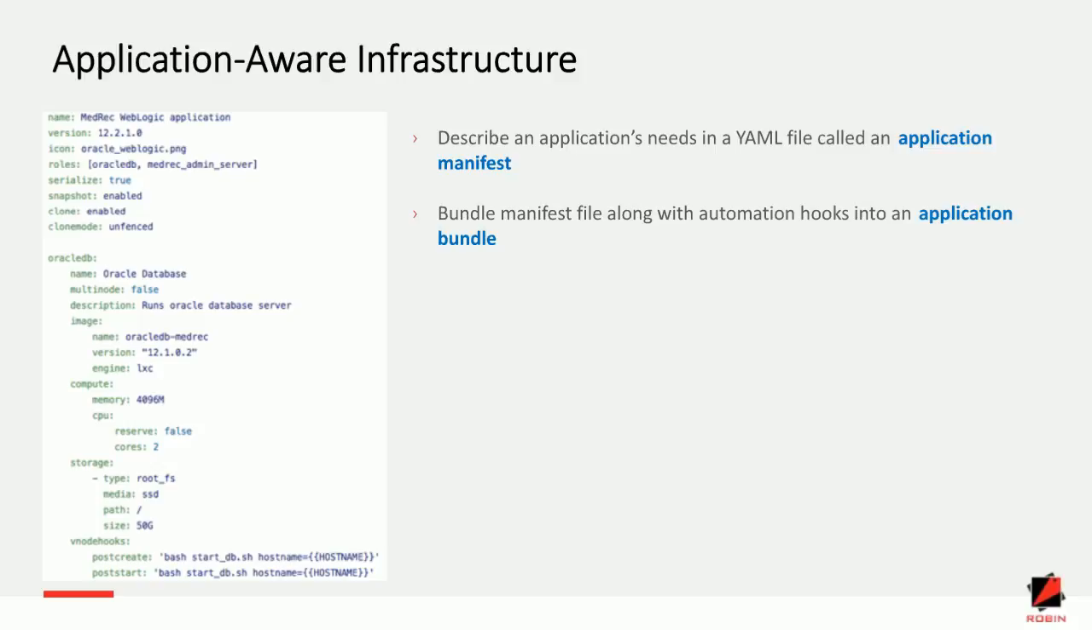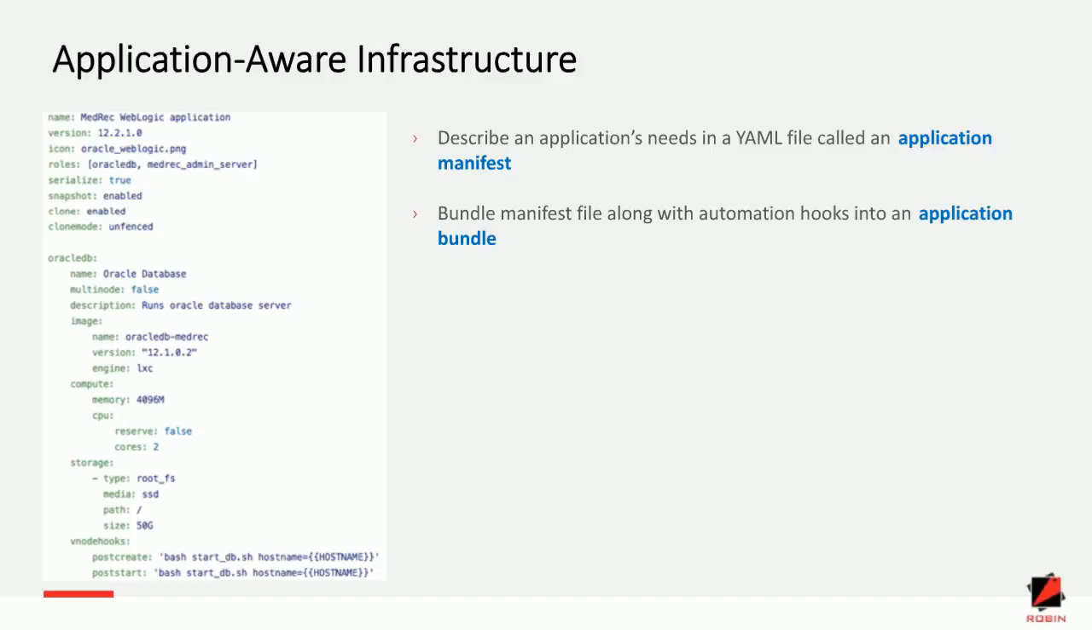To define an application in Robin is extremely simple. All you have to do is describe what the application needs in terms of container images, storage, the number of volumes, the compute resources, or any custom scripts or hooks that you want to run as part of the application, either post-creation or before start-stop, a snapshot, clone, basically any operation that Robin supports, you can plug in your custom hooks. You define all of this metadata about the application in a simple YAML file, and that's all Robin needs to kick off an application.